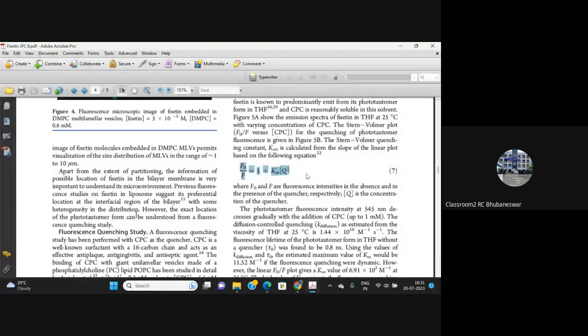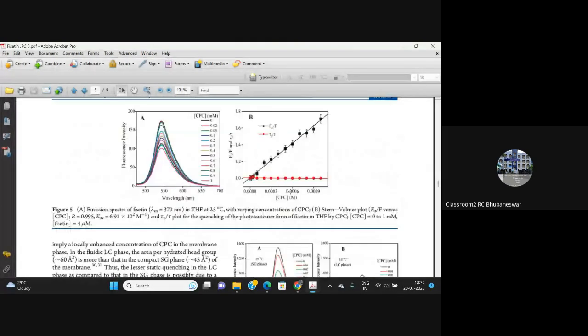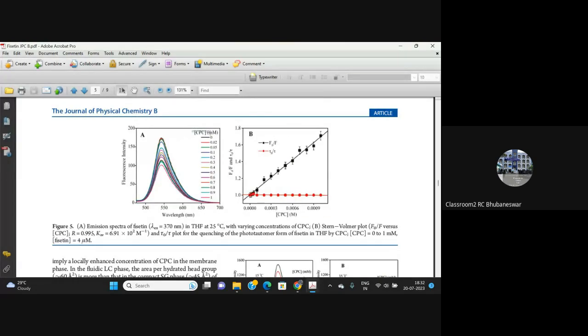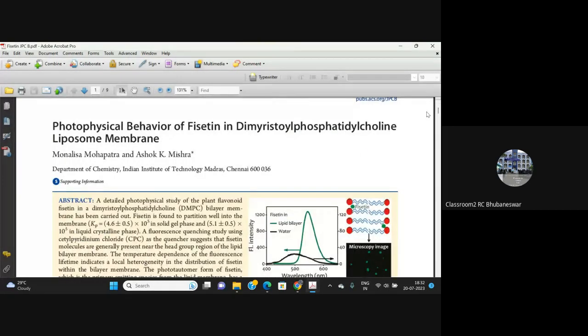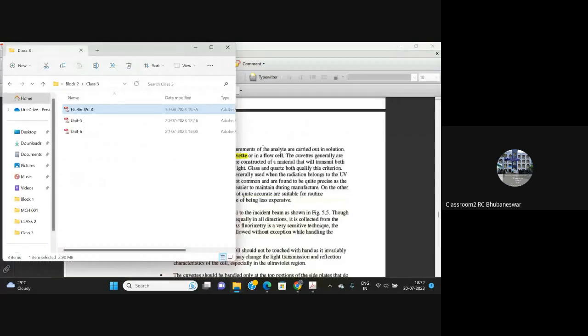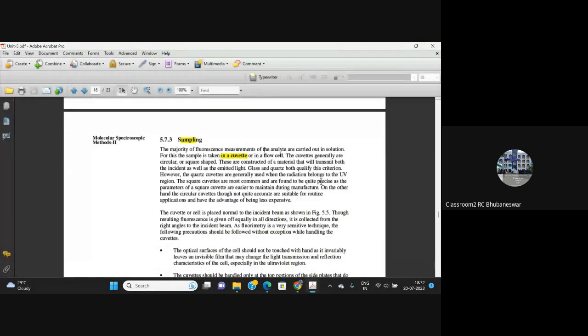The quenching I was telling you about, normal quenching, the Stern-Volmer constant and all those things, you can also study. Here you see, CPC is a quencher. When you add it to the solution, its intensity is going down. So the normal quenching theories you are studying now, you can apply for research purposes also. You can study these molecules through fluorescence spectroscopy very well. These studies have importance.